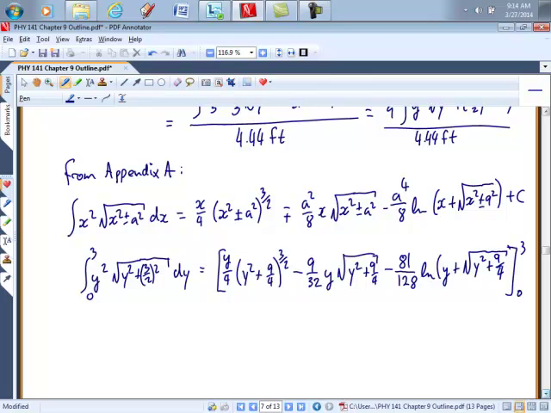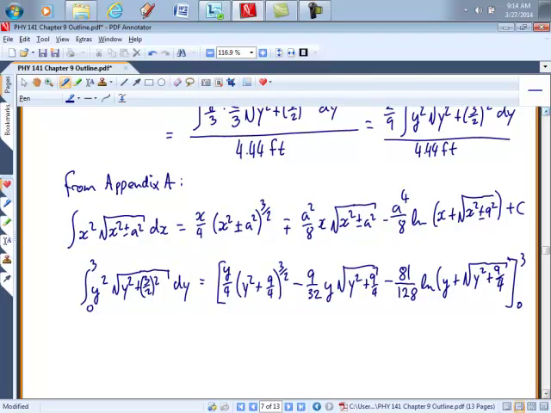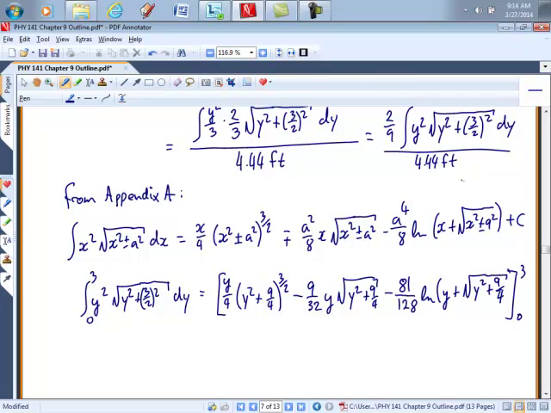We have 30.9. Anybody else calculate the integral already? Okay, so I'm going to wait till at least one other person has a value. Take that 30.9 and then that's just for the integral. Multiply by 2 over 9 and then divide by 4.44. What do you get? 1.55.